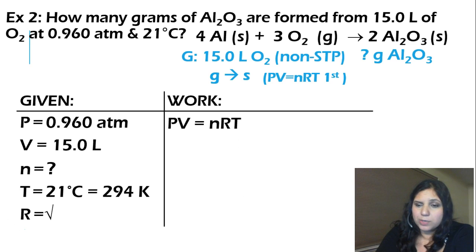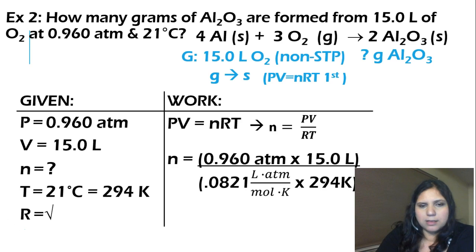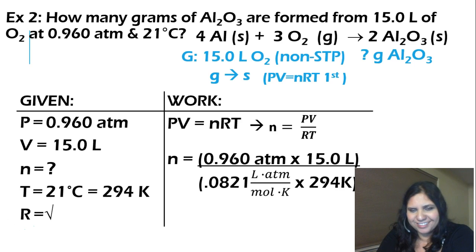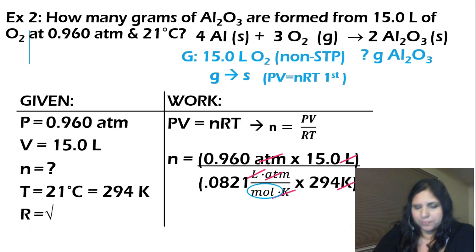All right, so here's our equation, PV equals nRT. We need to rearrange that to solve for n. So hopefully you remember how to do that. And then we can plug everything in. 0.960 atmospheres times 15 liters over 0.0821 liters times all the units times 294 Kelvin. Now let's just figure out which units cancel. Atmospheres are on top and on bottom here. Liters cancel, Kelvin cancels, and I'm left with mole.